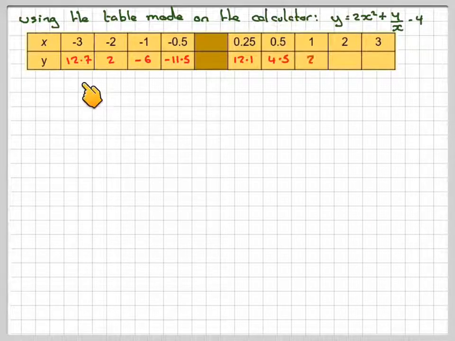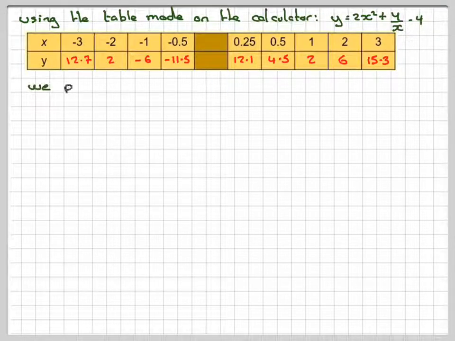So these are the appropriate numbers: 12.7, 2, minus 6, minus 11.5, 12.1, 4.5, 2, 6, and 15.3. Notice that 0 is not on there because you cannot divide by 0 in this function, because 0 doesn't go into 4, it's not defined, so that's why there's a space there.